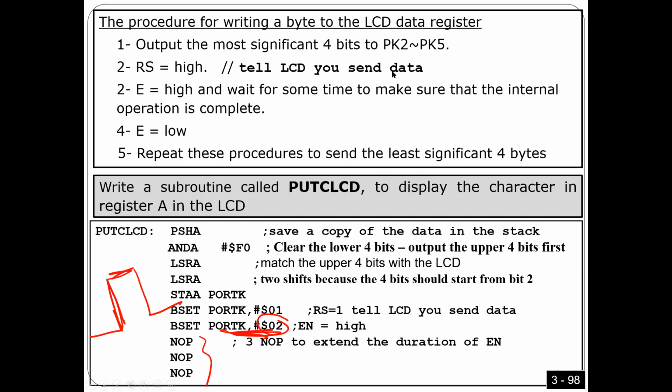Okay, let me ask you a question. So now, very easy, very trivial. All you have to do is put in register A the ASCII of the character you want to display, and then call put character to LCD. Very easy, very trivial, right? So this is for one character. If you want to display one character, right?